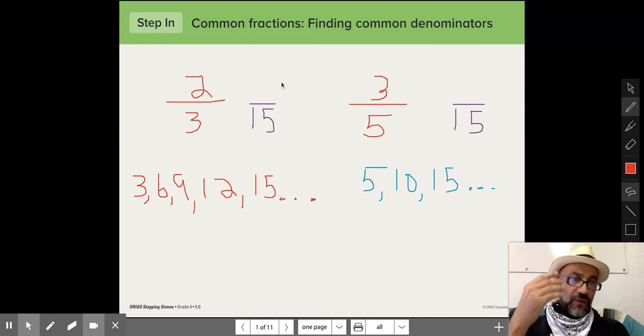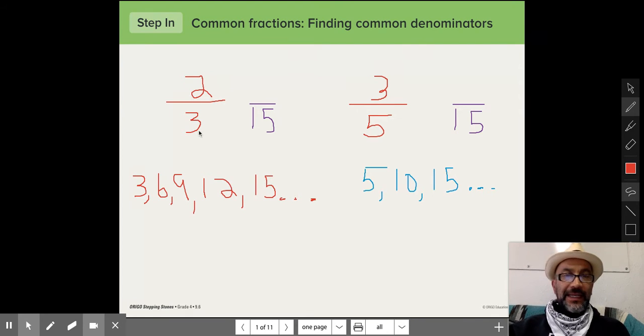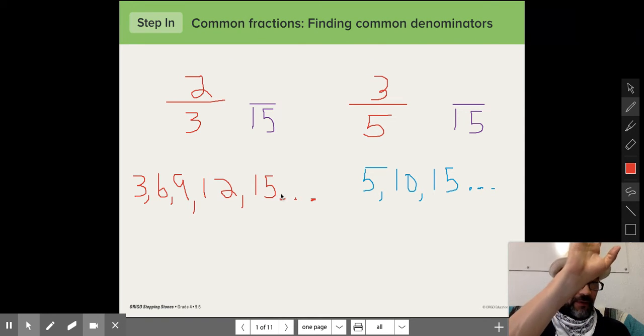So you have to know your timetables. I keep telling you that. So here we go. 3, the denominator. The timetables for 3, or the multiples, that's what they're called, is 3, 6, 9, 12, 15. I stop there. Keep going forever, right?